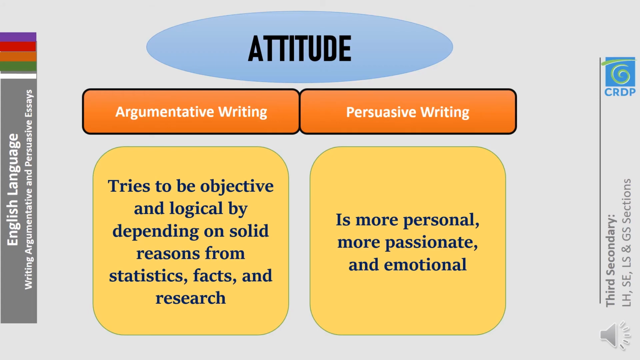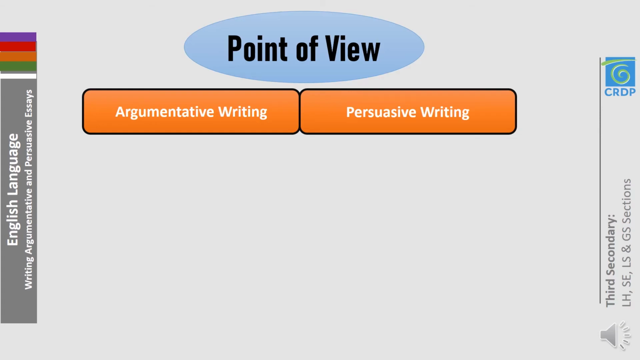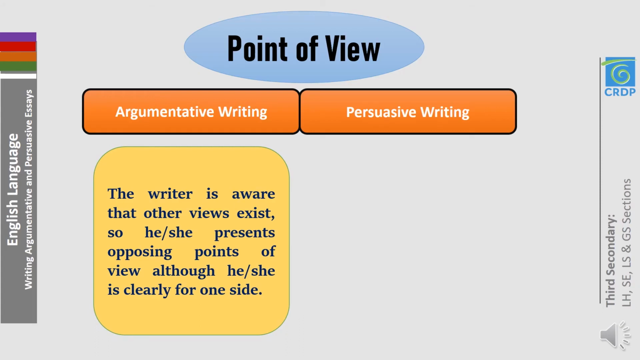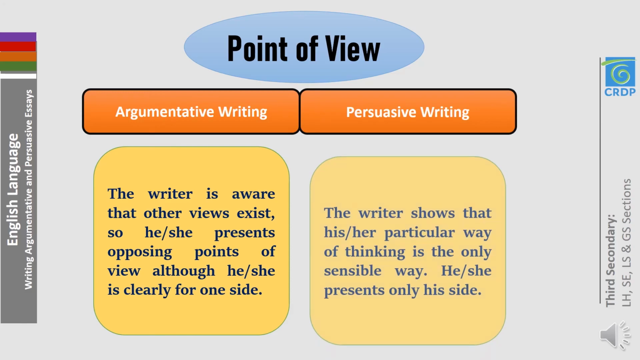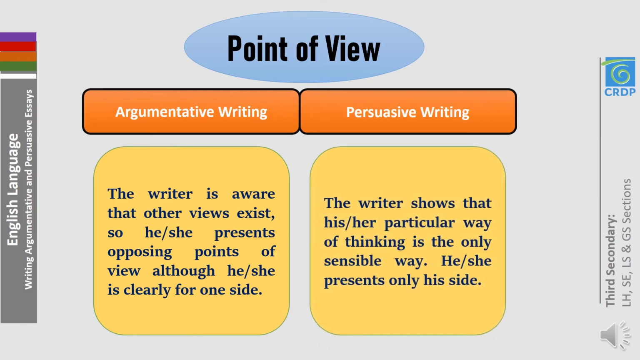Mentioning the point of view. In argumentative writing, the writer is aware that other views exist, so he or she presents opposing points of view, although he or she is clearly for one side. While in persuasive writing, the writer shows that his or her particular way of thinking is the only sensible way. He or she presents only his side.